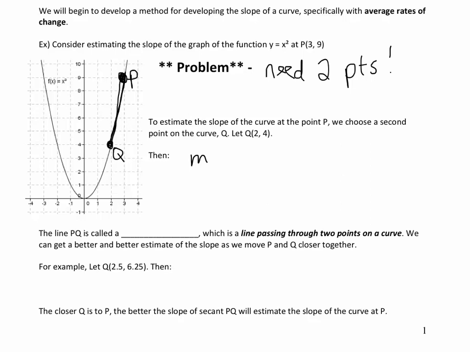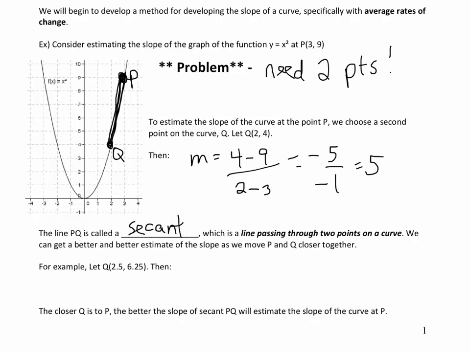Then it's quite easy to find the slope of this line here between P and Q. That is just using our slope formula. We're going to have 4 minus 9 over 2 minus 3, -5 over -1 gives us a slope of 5. Now this line has a very special name. It's called a secant, and a secant is a line passing through 2 points on a curve. We can get a better estimate of the slope as we move P and Q closer together.